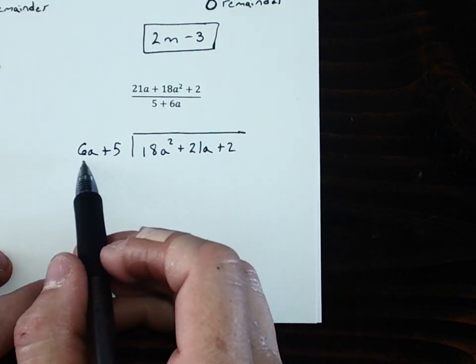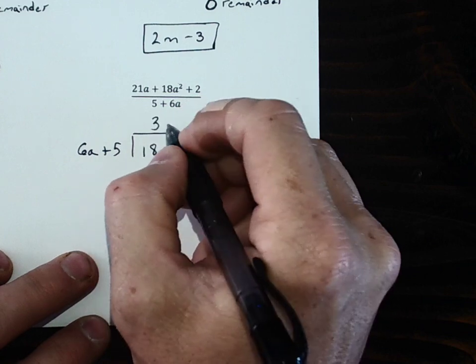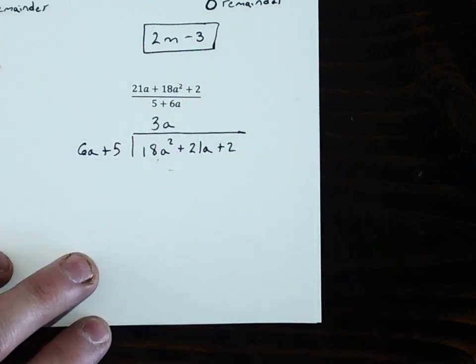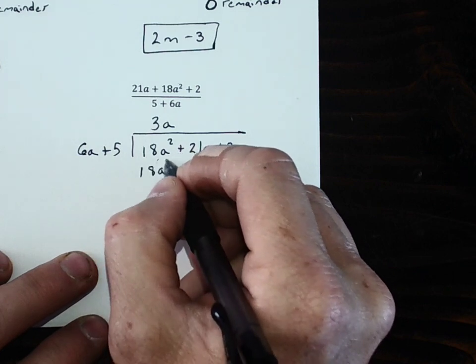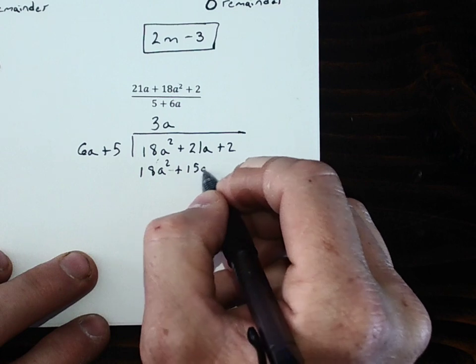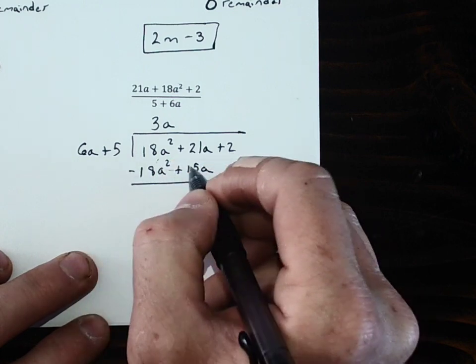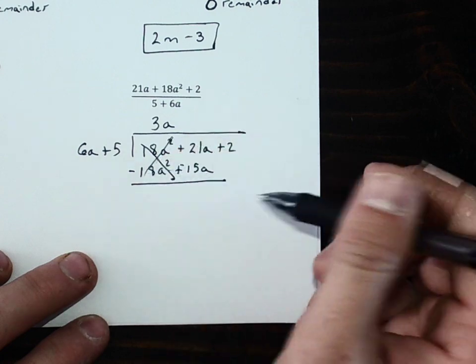What do I multiply 6a by to get 18a squared? The answer is 3a. Take 3a times 6a gets 18a squared. Take 3a times 5, which is 15a. Subtract both of them. This goes to 0 as it should.